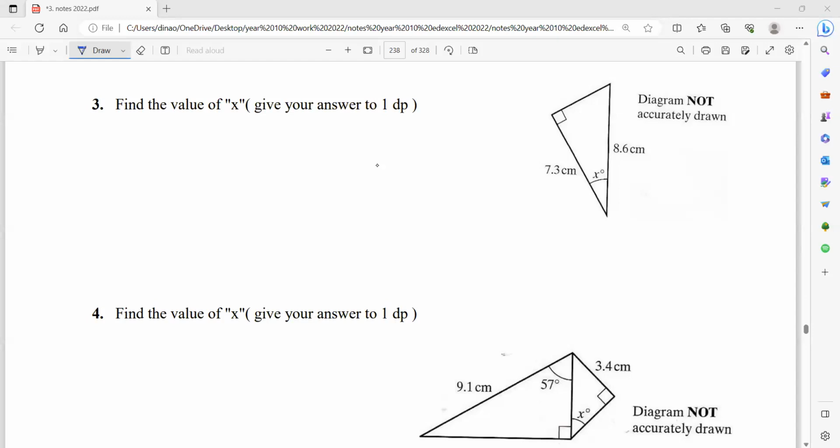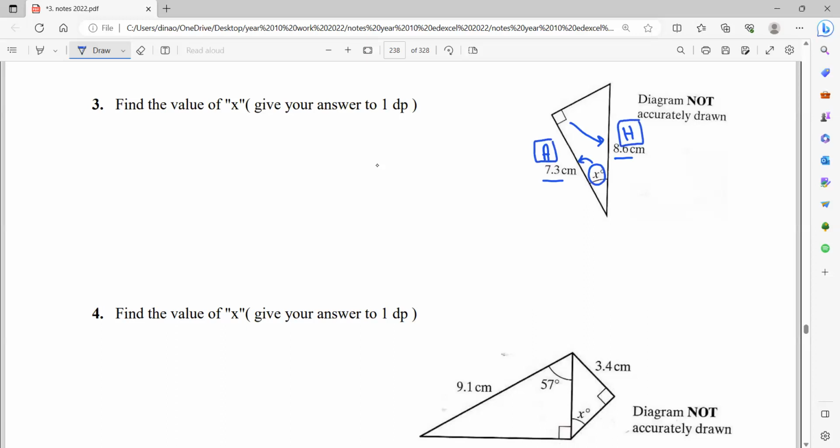The question says, find the value of X and give your answer to 1 decimal place. So step number 1, as we said, label the 2 given sides, as you can see. Now, this side is the one facing the right angle, so it's labeled as the hypotenuse. And this side over here, this is the given angle. The side underneath it, or the side connecting the angle and the 90 degrees, this is the adjacent. Okay, so this is a CAH rule.